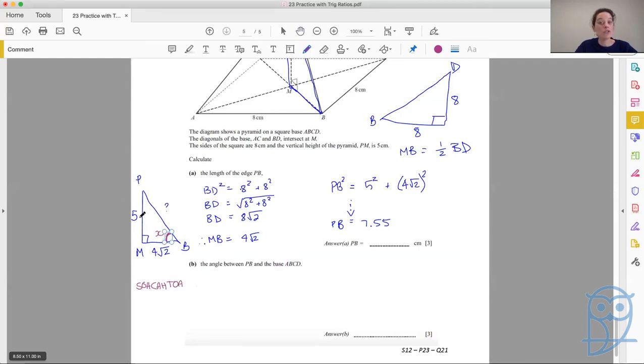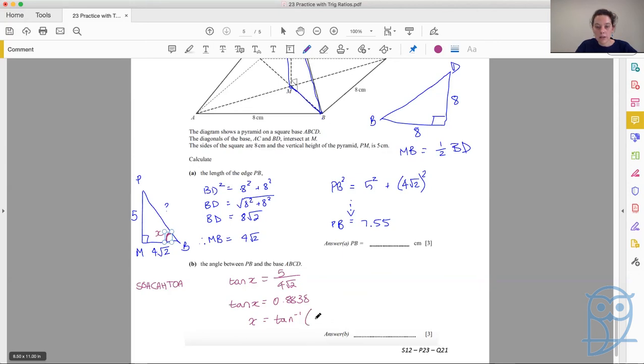So we've got these 2 sides which are exact. So we'll go with those. Who are they? Opposite and adjacent. So we know that tan x equals 5 over 4 root 2. So tan x equals 0.8838. And you see it's getting ugly. So we don't want to round that off in our calculator. We want to keep that in our calculator.